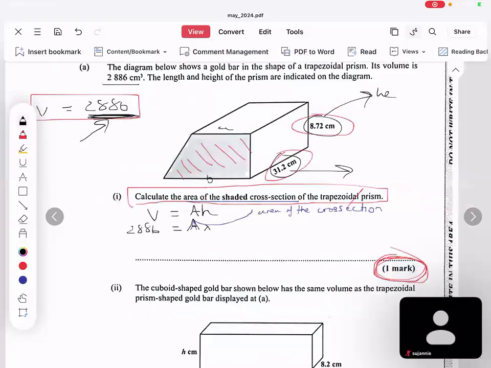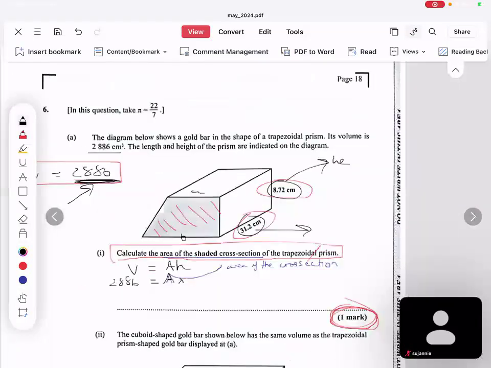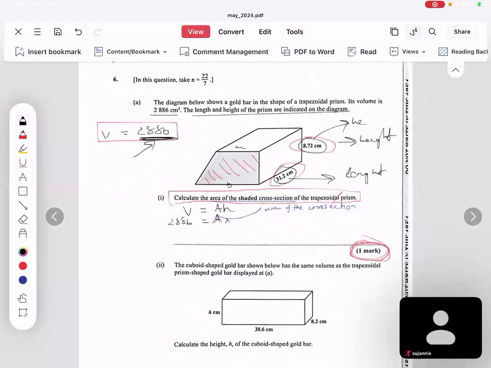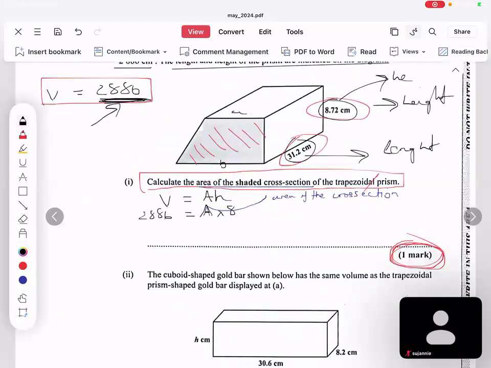And were we told the height? We were. It says the length and the height of the prism are indicated on the diagram. And obviously this has to be the length because length is lying down. So naturally this has to be the height. All right, so the height is going to be 8.72. So now if we want to find A, all I have to do is divide both sides by 8.72, and I cancel these two. So A is equal to 2886 divided by 8.72.